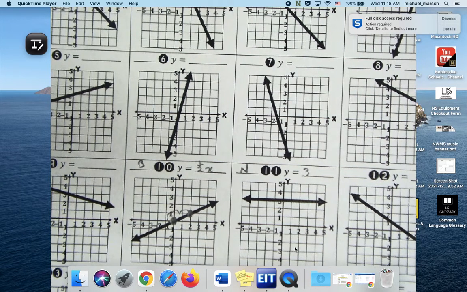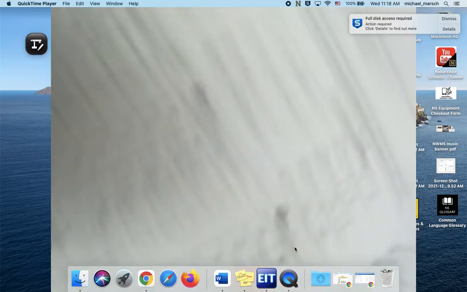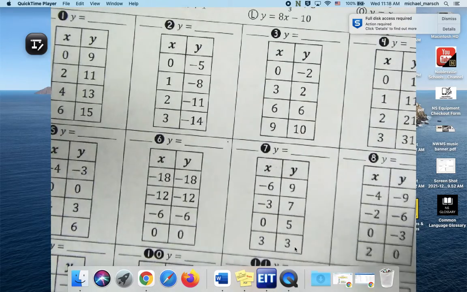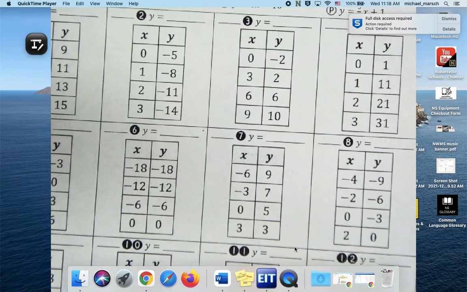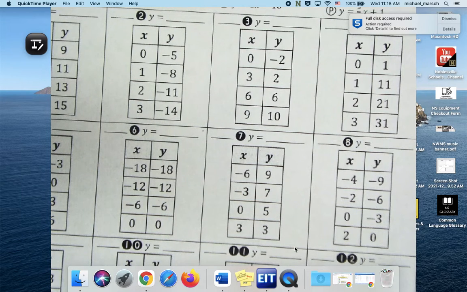Okay, turn it over. Let's do a couple tables together. Turn your paper over, your lined paper, and write table side. Graph side, table side.